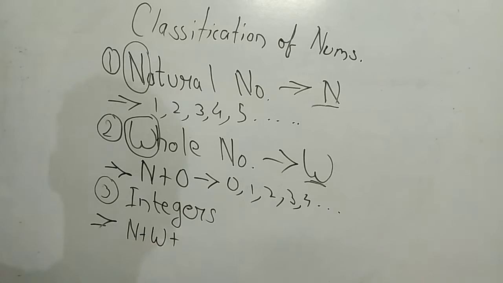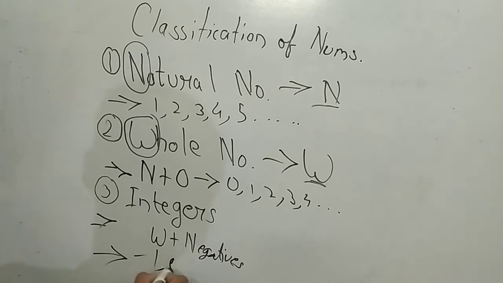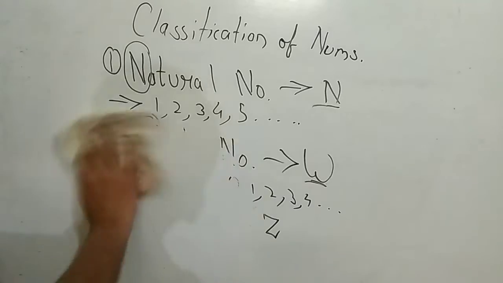If we add the negative numbers like -1, -2 to the whole numbers, then it will become integers. Now let me give some examples of the integers. Some examples of the integers are -1, 0, -2, 1, 2, and many more. And notice the integers are denoted by the sign Z, which came from a German word Zahlen, which means to count. They are counting numbers, therefore.